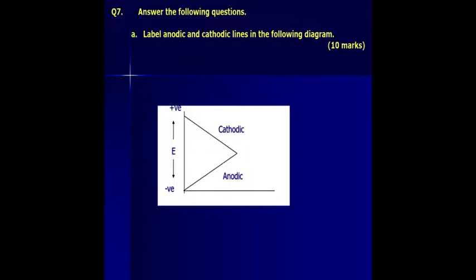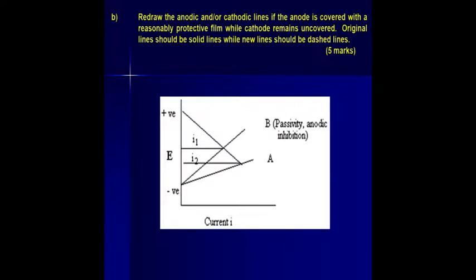Label anodic and cathodic line in the following diagram. So the only thing you have to do is write anodic line with the positive slope, cathodic line with the negative slope. This is very straightforward. And then what happens when you have anode covered with a reasonably protective film? Now the reaction becomes anodically controlled, it becomes steeper. So just make it a bit steeper. Do not change the cathodic line. You are not affecting the cathodic reaction, you are only affecting the anodic reaction. Cathodic reaction will automatically adjust. And this is taken from lecture notes when you have the passivity and anodic inhibition.